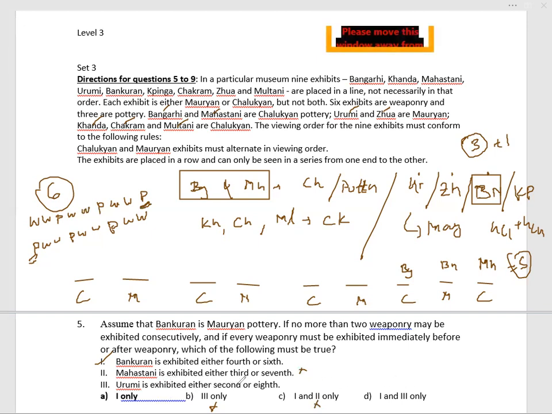3 says Urumi exhibited second or 8th. Urumi, Mauryan weaponry. Second position Mauryan weaponry can come. 8th position Mauryan weaponry can come. Or it can come in 6th position also. So third is also not correct. It's only one.